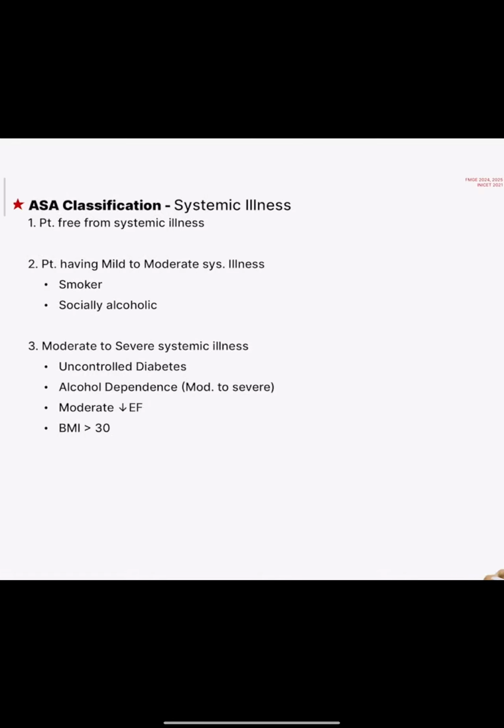Now, in ASA certification, there are 6 classes. Class 1, when do you call ASA class 1? When a patient is coming to you, you have done the PAC and he is having no systemic illness, that is, a patient free from systemic illness. No systemic illness means class 1. Class 2 means what? Patient is having a mild to moderate systemic illness. For example, he is diabetic, posted for hernia surgery, but diabetes is under control. That is a patient having mild to moderate systemic illness. He might be a social smoker or social alcoholic. That is ASA class 2.